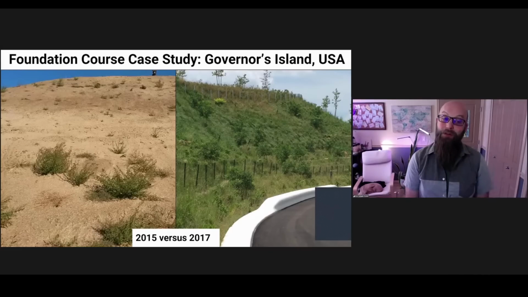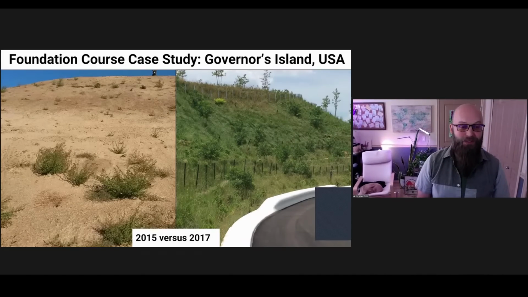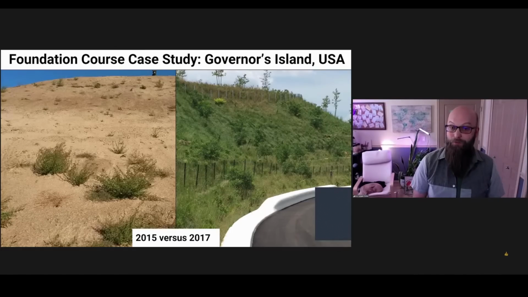I would rather go to the 2017 version of Governor's Island than the 2015 version. These plants did amazingly when they were put back out on this landscape. There's a lot of details to go through here, but the soil biology was missing. On the left-hand side, that's dirt, and they brought it back to life. The power of the holobionts, the plants and the microorganisms together.